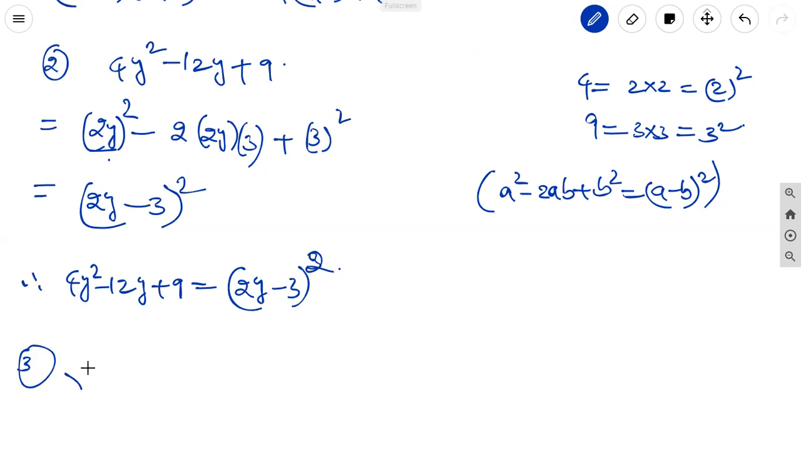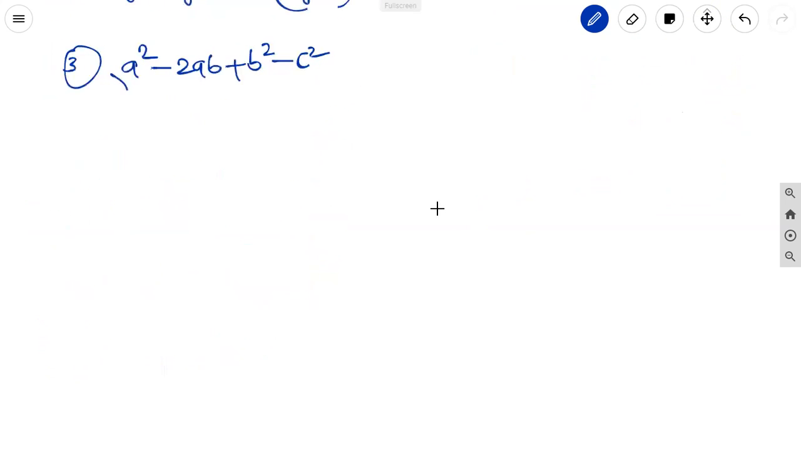The third question: a square minus 2ab plus b square minus c square. Factorize the given expression. Here, from observing the first three terms, it can be expressed by the identity a square minus 2ab plus b square is (a − b) whole square, minus c square.